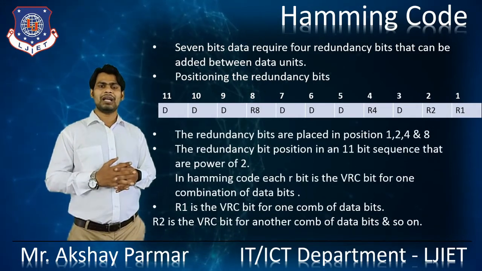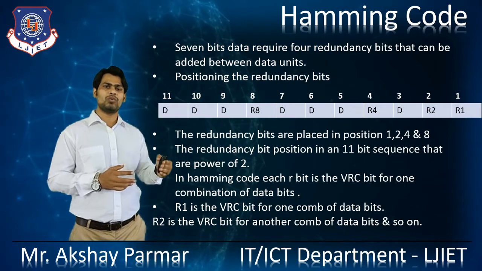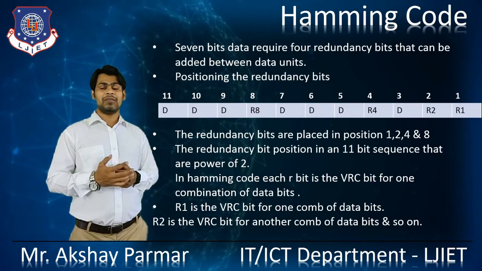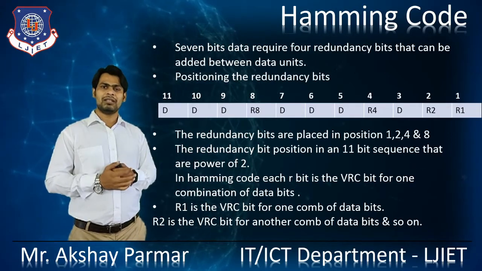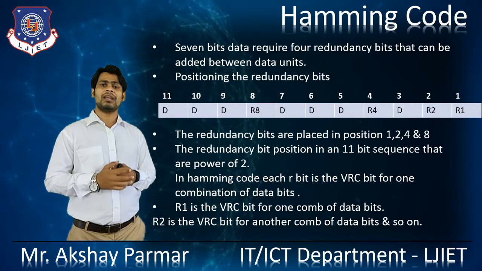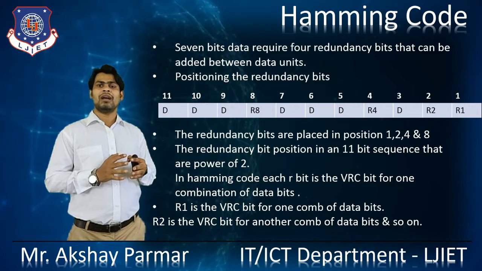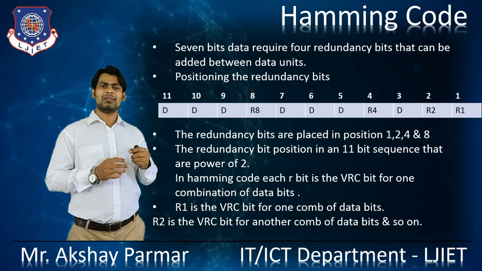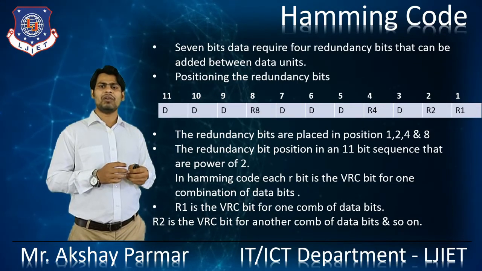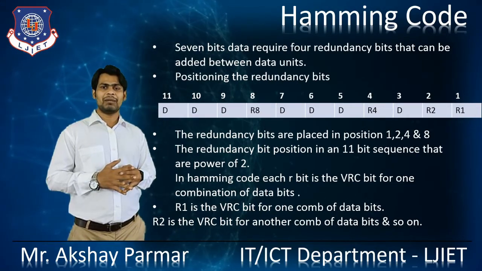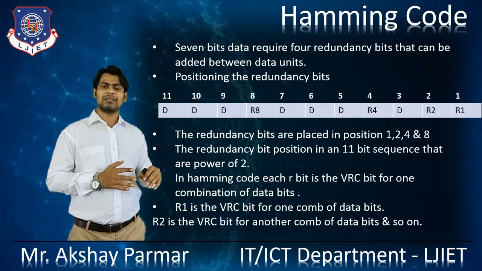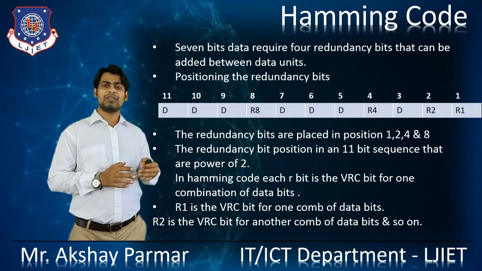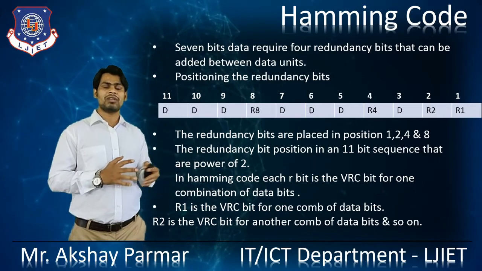The redundant bits are placed at the positions 1, 2, 4, 8 and so on, as we have discussed, right? The redundant bit positions in the 11-bit sequence are the powers of 2, right? So in the Hamming code, each redundant bit is a VRC bit for one combination of the data bits, right? R1 is the VRC bit of one combination of the data bits. R2 is the VRC bit of another combination of the data bits.